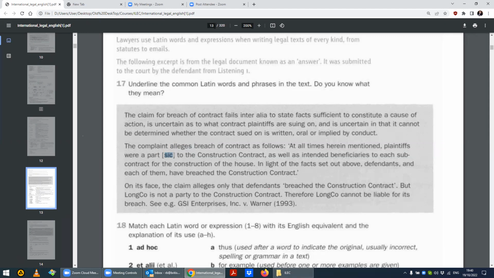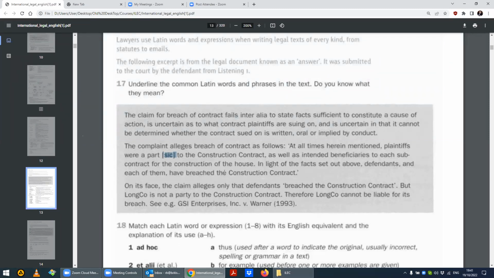We use this word sic in brackets to show that we're quoting from somebody who has made a spelling or grammar mistake. And here they've made a spelling mistake. They weren't a part, they were a party to the construction contract. So when we quote somebody who has made a spelling mistake or a grammar mistake or used the wrong word, and we have to quote exactly what they've said, we write the word sic in brackets to show that we have spotted their mistake. It's not our mistake. We would say they were a party. We write it immediately after the mistake. It's a Latin word meaning thus, T-H-U-S, thus.